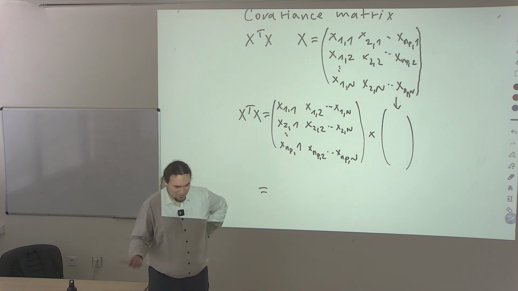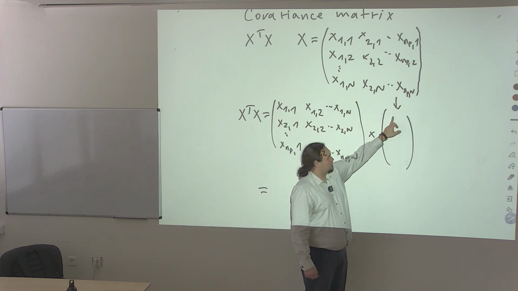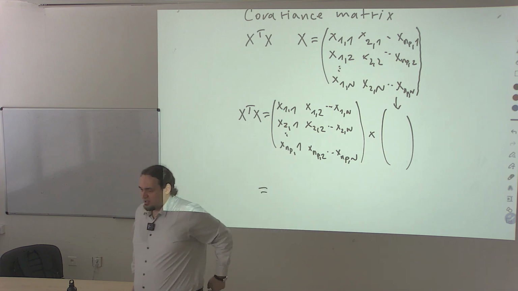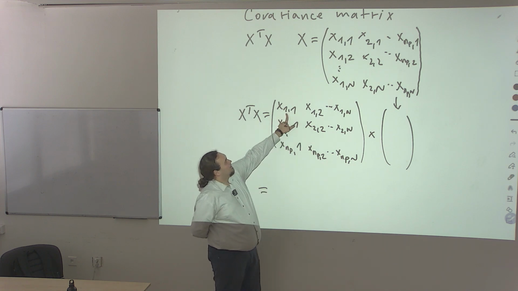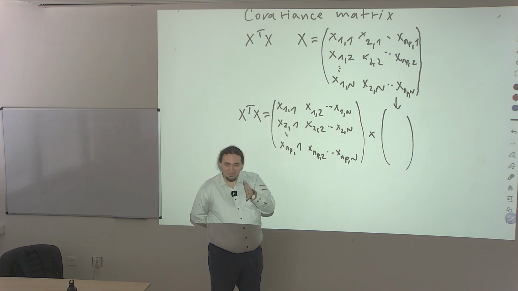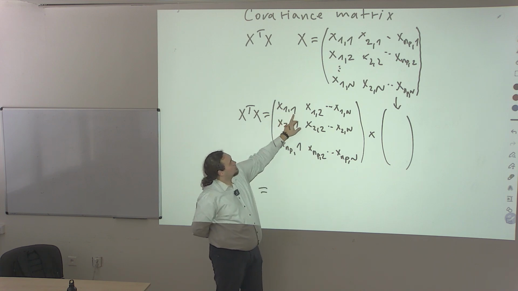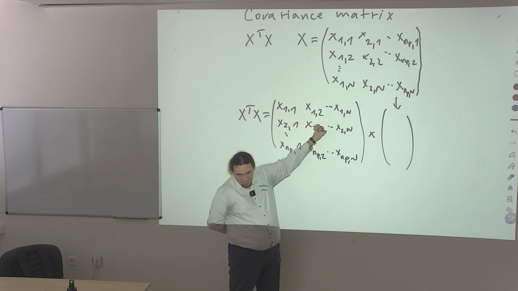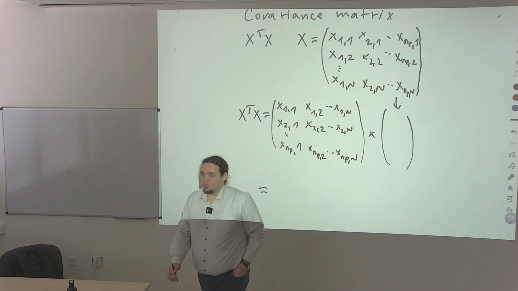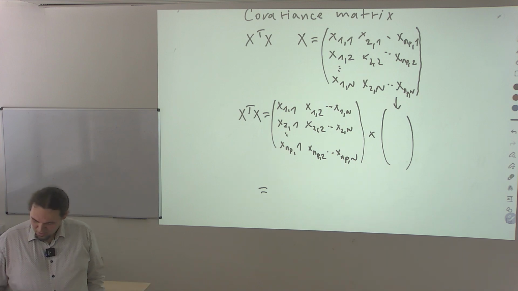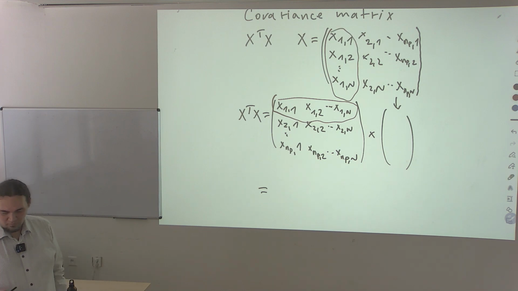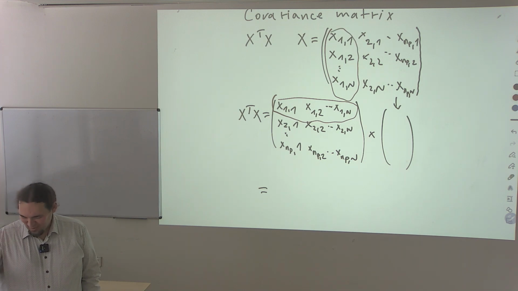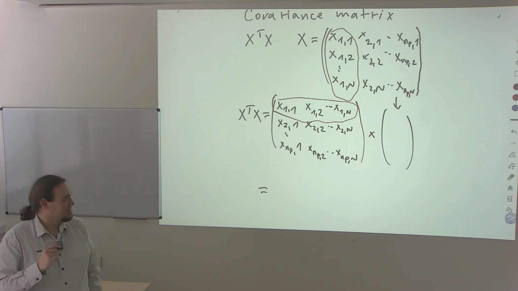What's the algorithm? Yes, we take the first row and we multiply it with the first column. So what will we get from the multiplication? Ah, so there are the squares. So we get x11 squared plus x12 squared, right? We are multiplying the first row and the first column. So you were just slightly off with your guess.